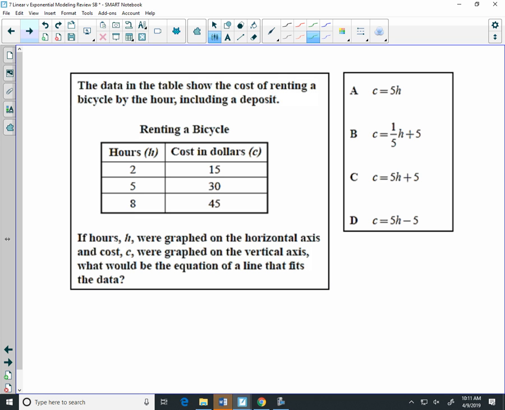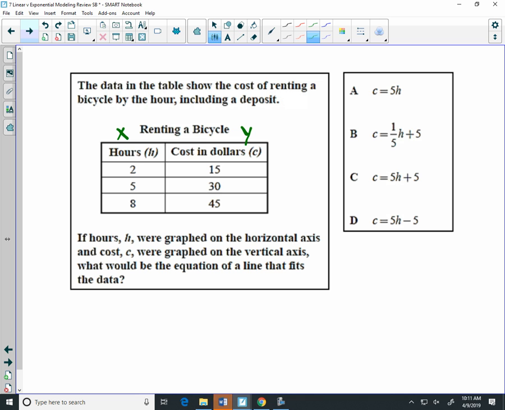All right, so now we have a table that shows us the cost of renting a bicycle by the hour, including a deposit. So we've got hours here on the left-hand side. These are our x values. Cost in dollars, these are our y values. If hours is H, graphed on the horizontal axis, and cost C is graphed on the vertical axis, what would be the equation of a line that fits the data?